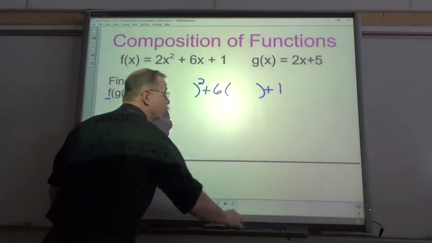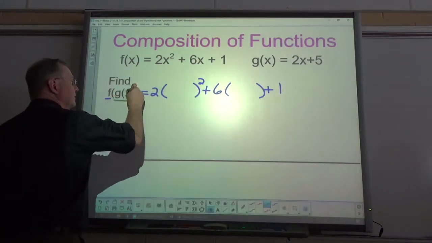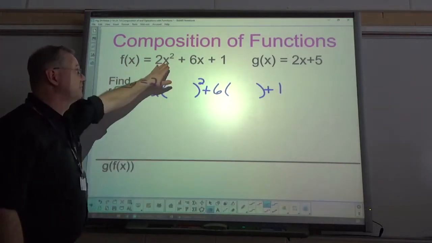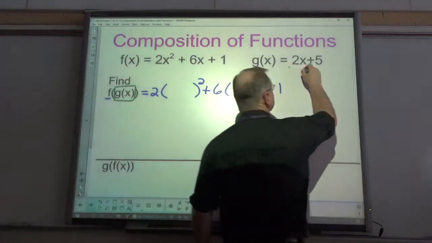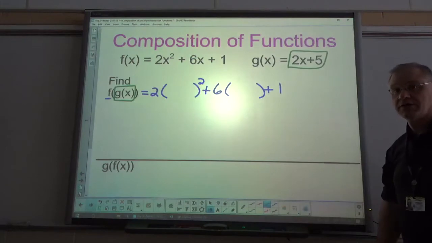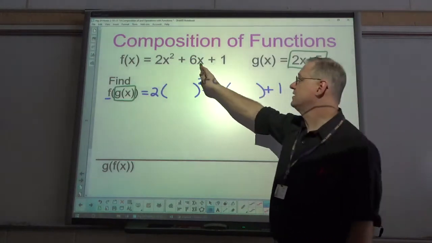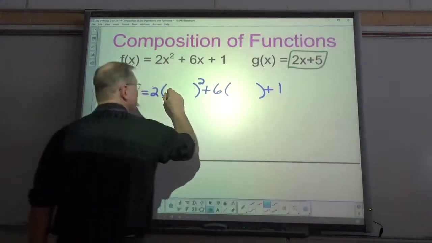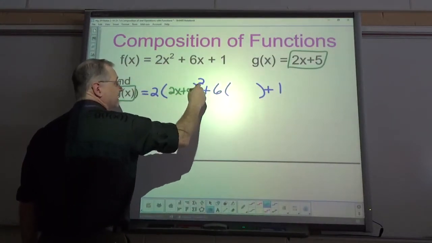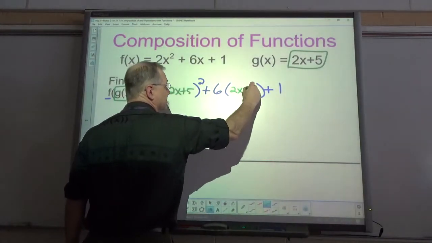Now, we're replacing the x in f of x with the function g of x, which is this. So wherever there was an x here, I'm replacing it with this expression. 2x plus 5, 2x plus 5.